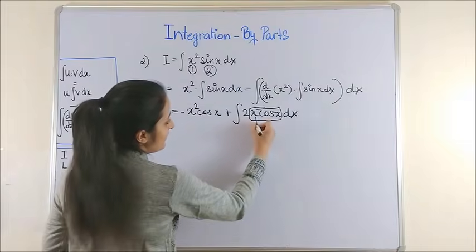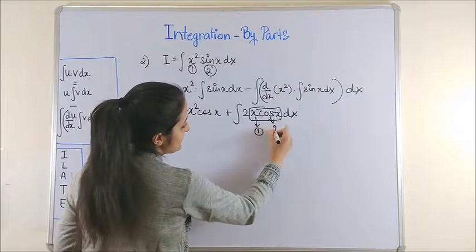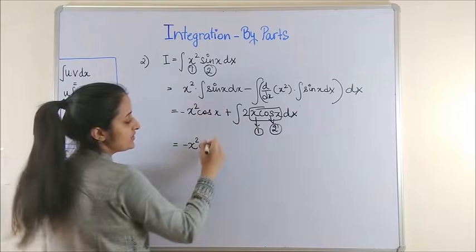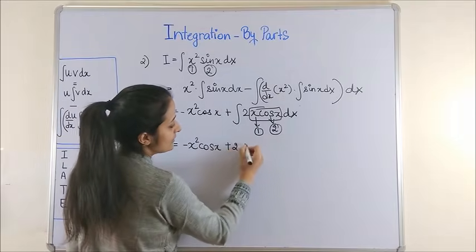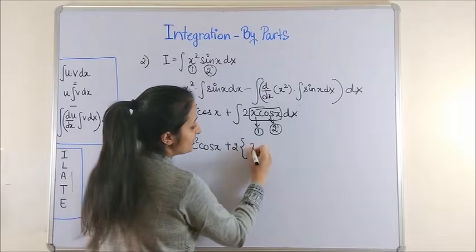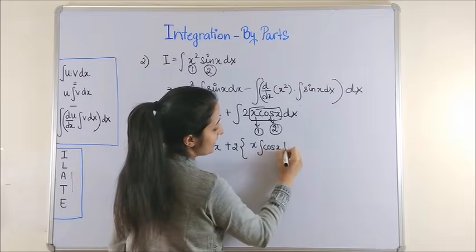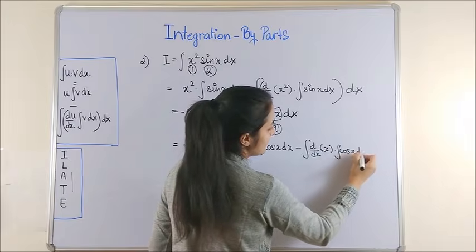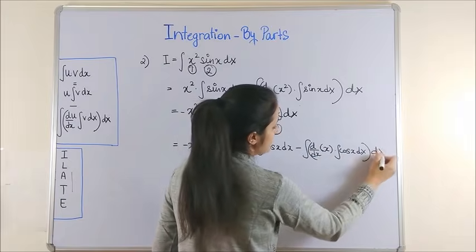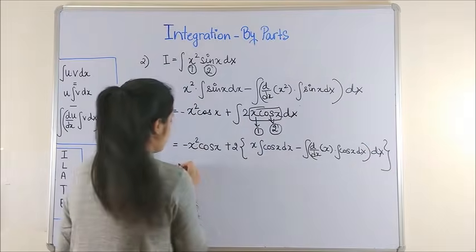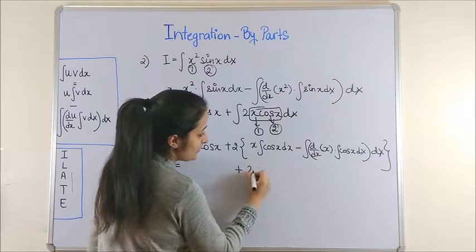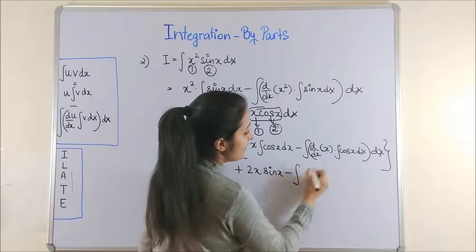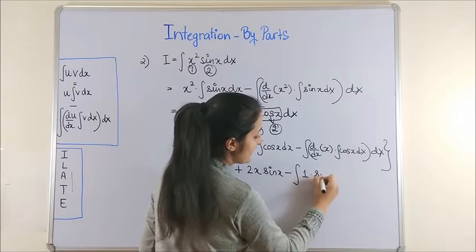So here x is the first function, cos x is the second, and now let's apply by parts one more time. The first one is copied as it is, 2 comes out, and we say it is the first function into the integral of second minus derivative of the first into integral of second, and it is to be integrated in the end. So this side gives us 2x, this time it's only sin x, minus, here we are left with 1 into sin x.